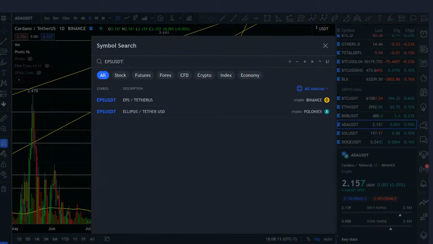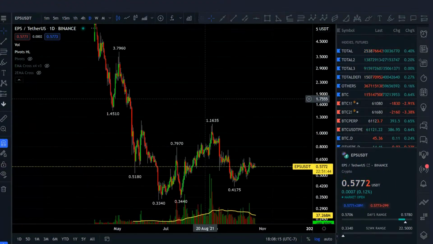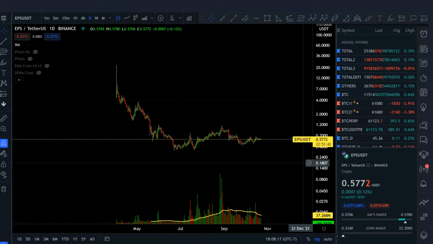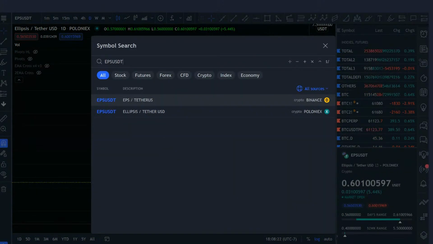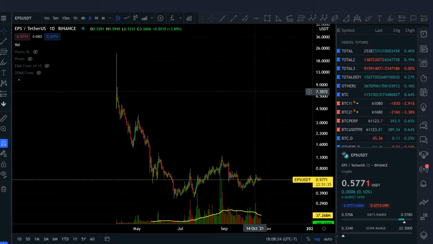Okay, we're at EPS USDT. Let me check two charts before I jump in here. Which one has more data? Okay, I like the Poloniex chart. I mean the Binance chart. I like the Binance chart better.